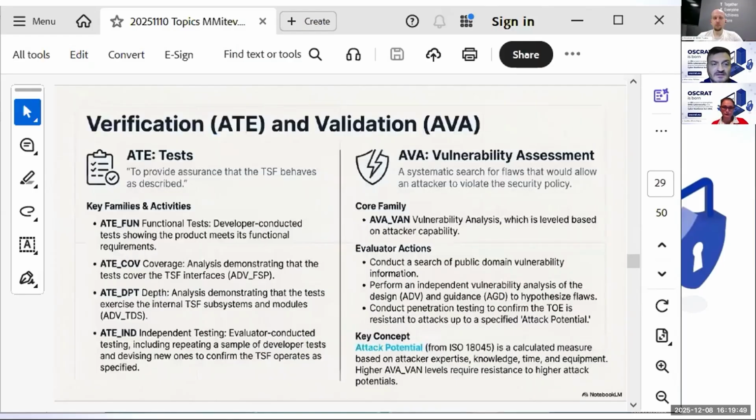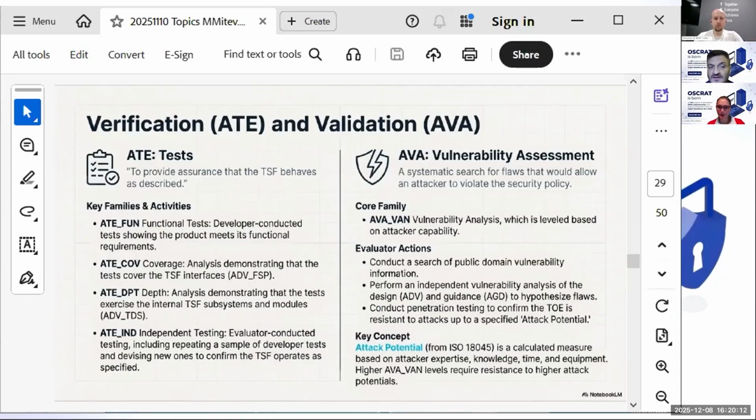If I present more detail, verification, the ATE class, tests confirm that the functions behave as described. Evaluators also check test coverage and depth. They may repeat developer tests and perform their own tests.